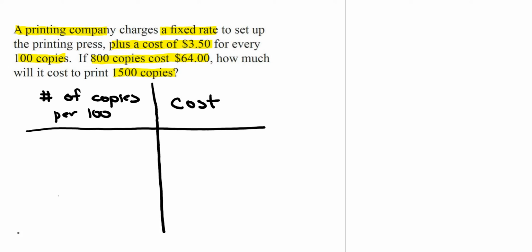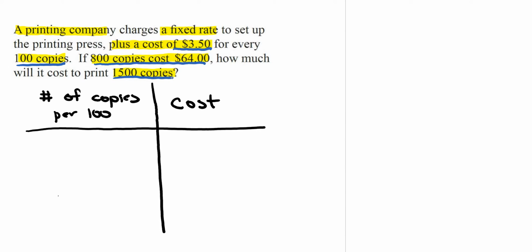Let's continue the homework video guide on section 5.4, and for this video I will start off with question number 10. For question number 10, there's a printing company and it charges a fixed rate to set up and it costs $3.50 per 100 copies. Now if 800 copies cost $64, how much will it cost to print 1,500 copies?